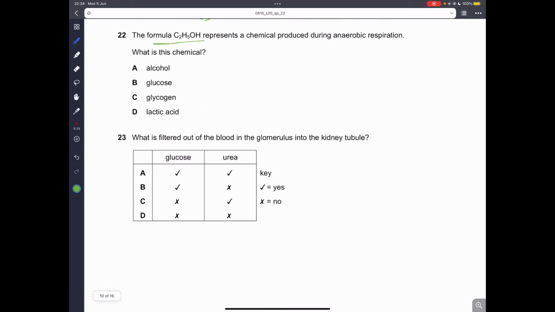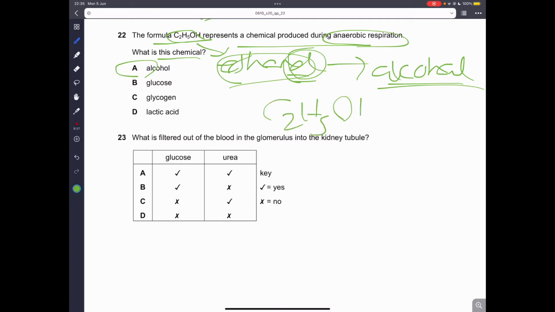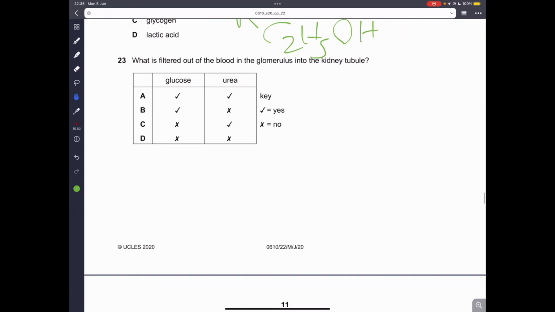Question 22. The formula C2H5OH, this is ethanol, represents a chemical produced during anaerobic respiration. What is this chemical? Ethanol, as you can see, it has an OL suffix, and this means that they are from the alcohol family. If you do not take chemistry, you would not be familiar with this, but you can always just memorize, because C2H5OH basically is alcohol, or ethanol, to be specific.